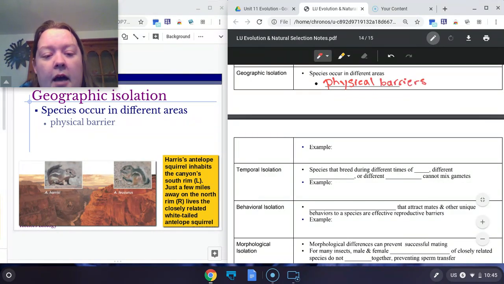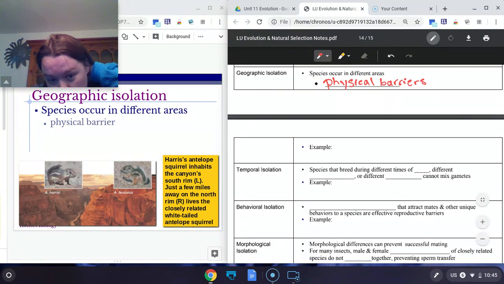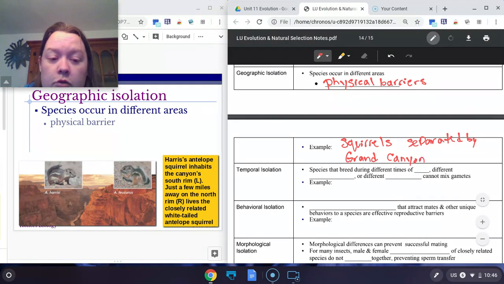So the example that we have here are going to be squirrels living at the Grand Canyon. So one type of squirrel lives in the canyon's south rim, a few miles away. From there, you're going to have another squirrel living on the other side of the Grand Canyon. So they are separated by the Grand Canyon. So there's a barrier right in the middle.